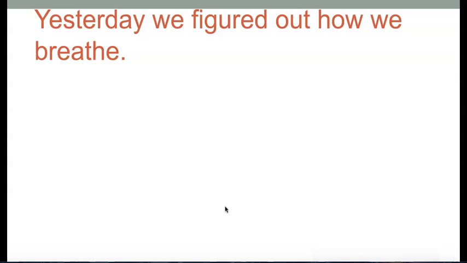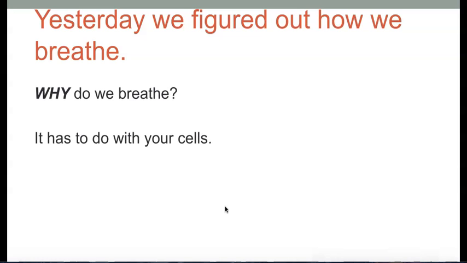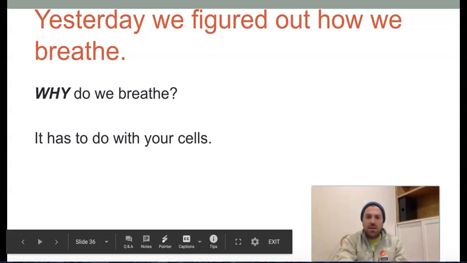All right, the last part of today is we're talking about the next step of this, thinking, why do we breathe? So we figured out the mechanics of it with the lungs and the trachea and the alveoli. That's the how. The why is going to be a little bit more complicated, and it has to do with your cells. So all of your cells have the need for oxygen.